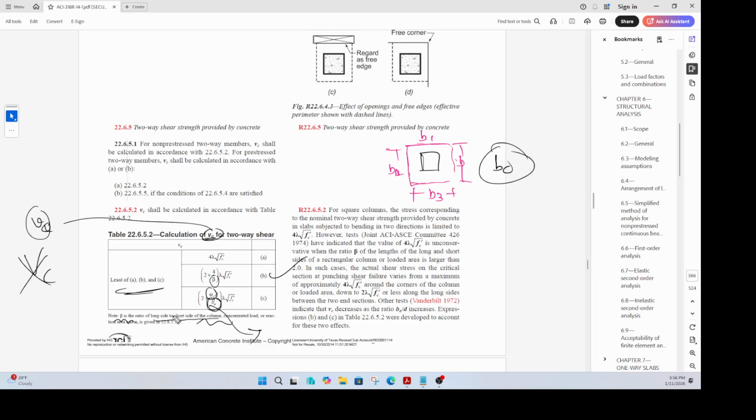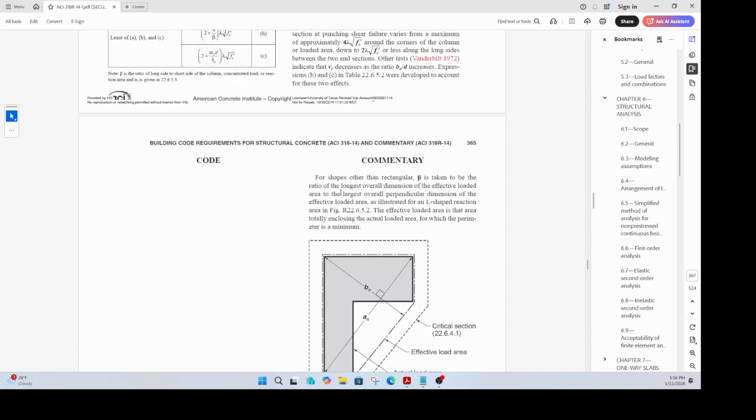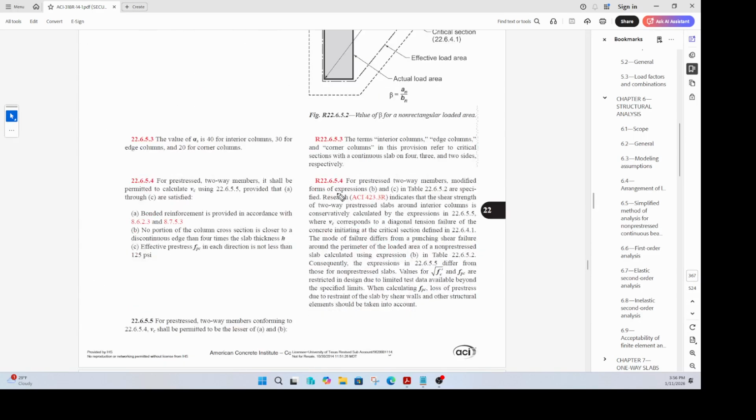And there is an alpha s. alpha s is defined below. It depends upon the placement of your column. If you're talking about an interior column, alpha s is equal to 40. For an edge column, a column which has three sides, let's say you have a column like this, which is here. This is the edge of the slab. Then the alpha s value is equal to 30.